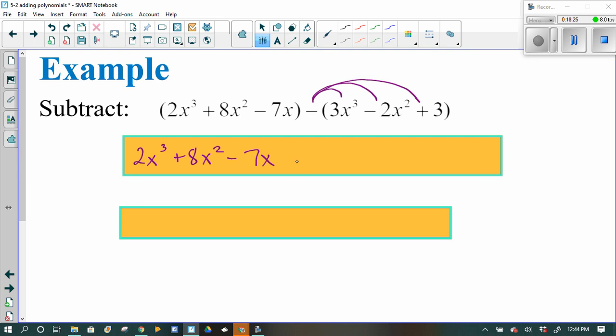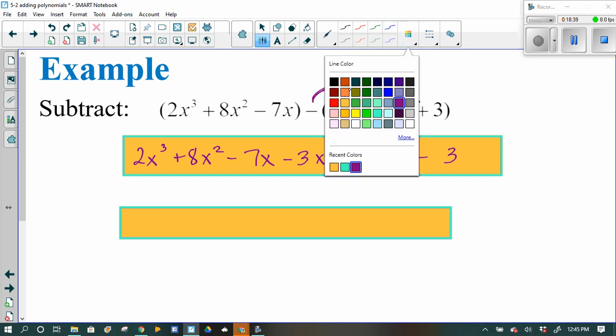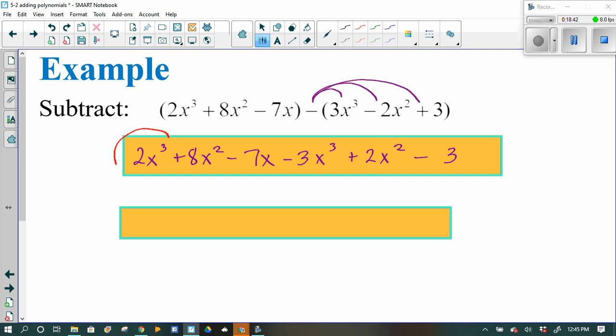Negative times 3x cubed is negative 3x cubed. Negative times negative is positive 2x squared. Negative times positive is negative 3. So now take inventory of what you have. I have this 2x cubed and a negative 3x cubed. 2 minus 3 is negative x cubed.